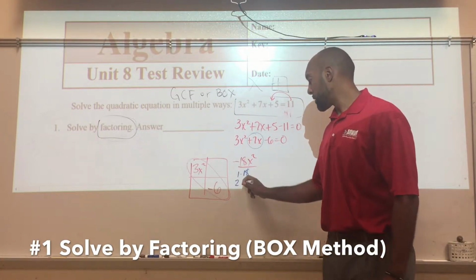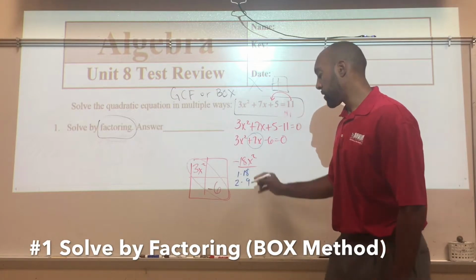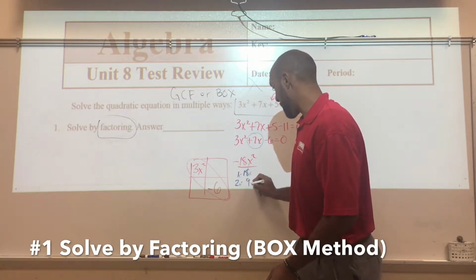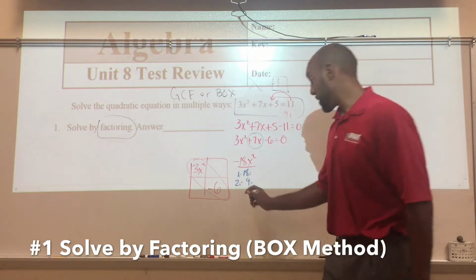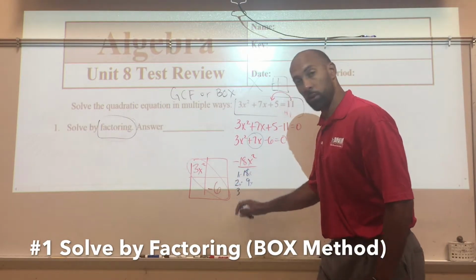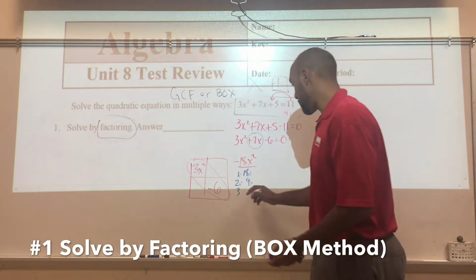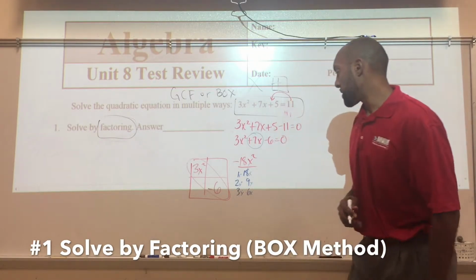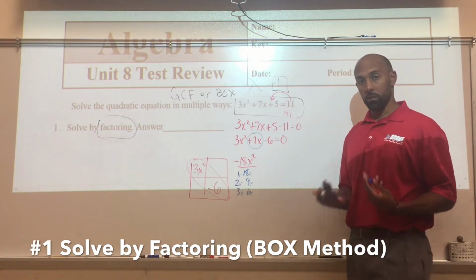2 times 9. Okay, and don't forget these have to have x on them. So x, x, x, x. Okay, and then another one would be 3. So you see how I'm going 1, 2, 3? We're making a list. 3x times 6x. All right, so let's stop there and see if one of these combinations work.